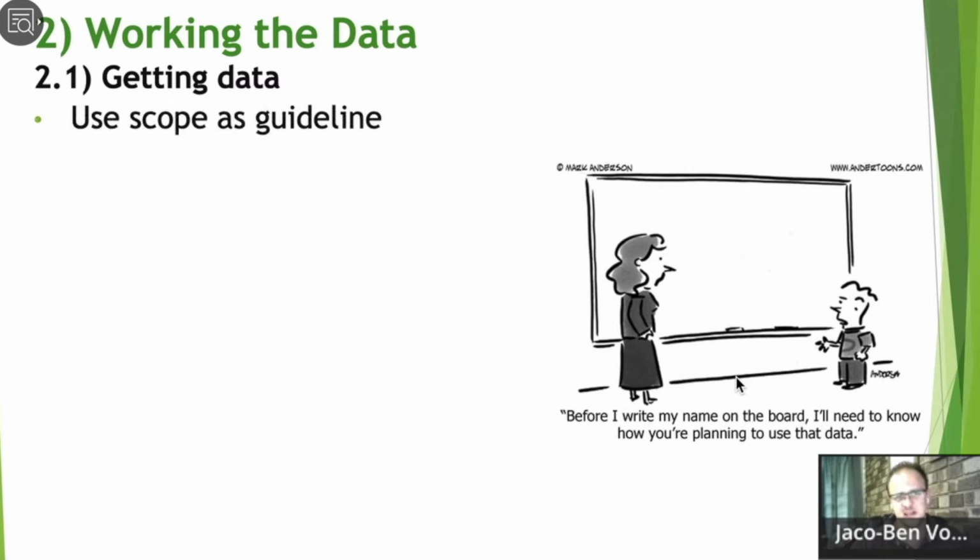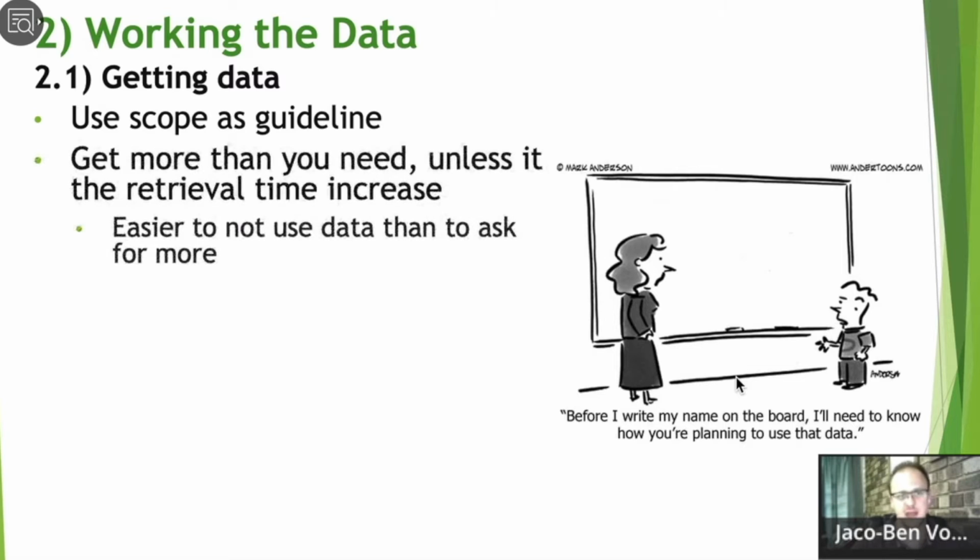So the first thing about working with the data is just getting the data. And you have to use your scope as a guideline, because then you can take it all the way back to the problem, right? I need this data. Why? Because it's in the scope. It'll help me achieve the model objective because I'm trying to solve this problem. Now, when you ask for data, and this is the practical advice side, if you can, get more data than what you need, unless it's going to dramatically or significantly increase the retrieval time.